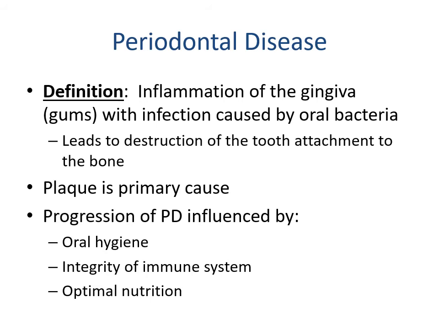Now the problem is that mild irritation of the gums can happen with certain foods, etc. But our big concern here is that if we have a serious infection or inflammation of the gums, it can actually get into the root of the tooth where it's attached to the jawbone. And so then that infection can be quite severe. Plaque is the primary cause, and the progression of periodontal disease can be influenced by oral hygiene, integrity of the immune system, and nutrition status.